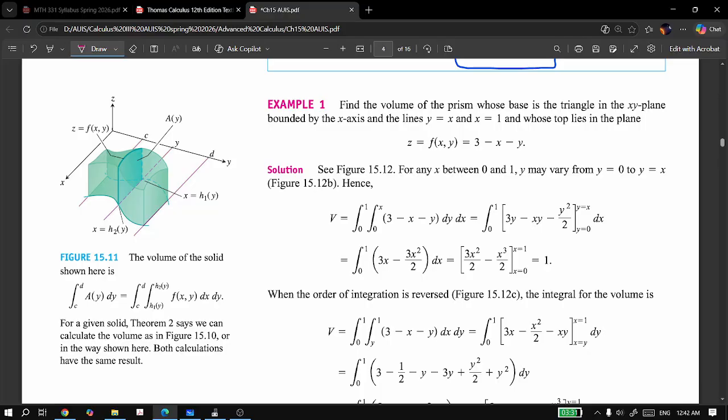The first example that we have here requires us to find the volume of a prism whose base is given to us. The description is here: it's a triangle in the xy plane, bounded by the x-axis, the line y equal to x, and x equal to 1. Okay, so let's do this one.